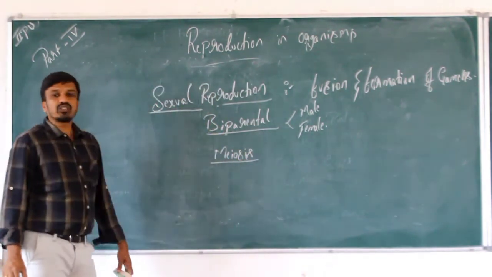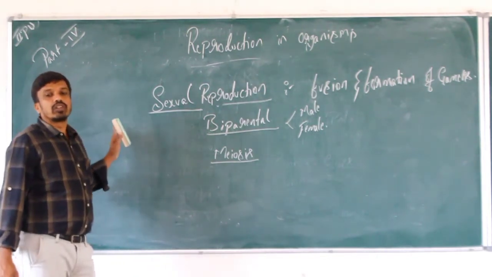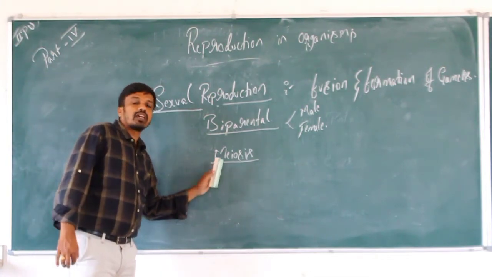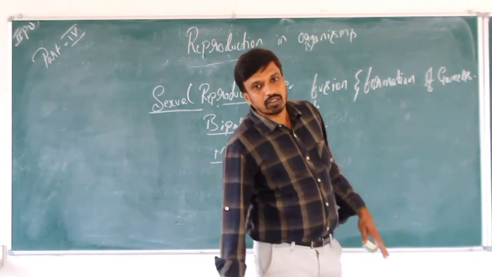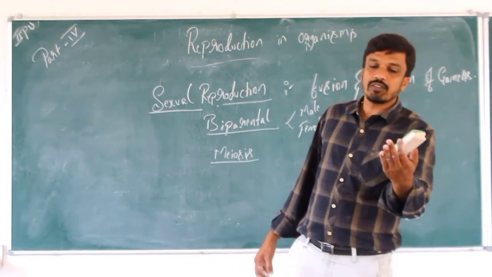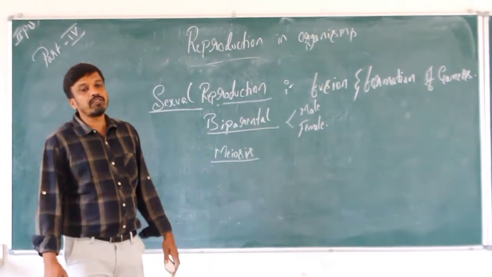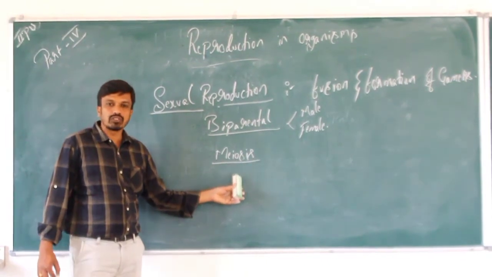So what is the function of meiosis? In the last class I already told you regarding cell division. Cell division is nothing but the process of breakdown of a cell, or division of a cell. Cell division is of two types: one is mitosis, another one is meiosis.